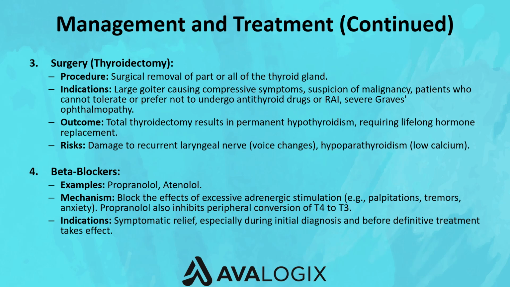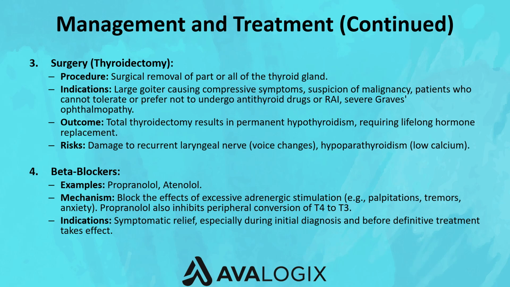Another option is thyroid surgery, usually a thyroidectomy, either partial or total removal. It's considered when the goiter is large, causing compression of nearby structures, or when there's suspicion of cancer, or if the patient cannot tolerate medications or RAI. The main risks include damage to the recurrent laryngeal nerve, which can cause voice changes, and hypoparathyroidism, leading to low calcium levels. After total thyroidectomy, patients will need lifelong thyroid hormone replacement.